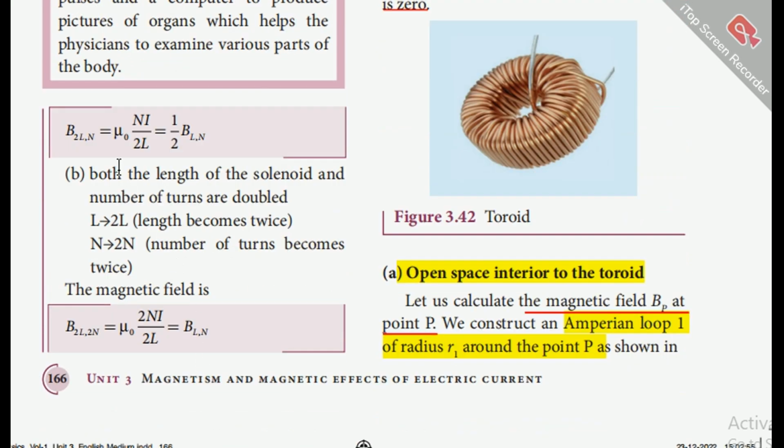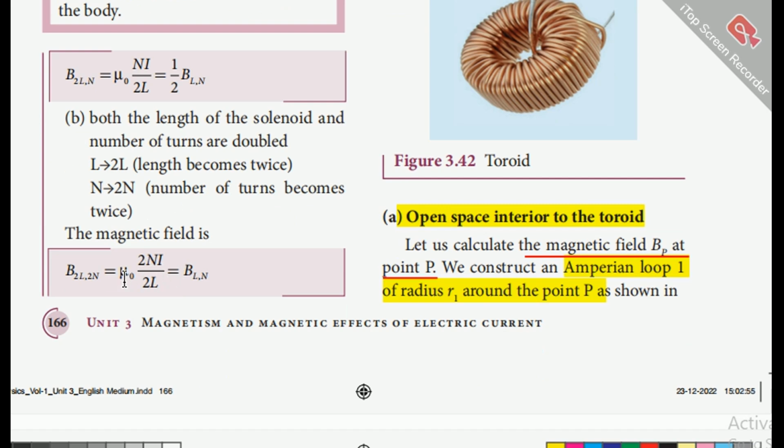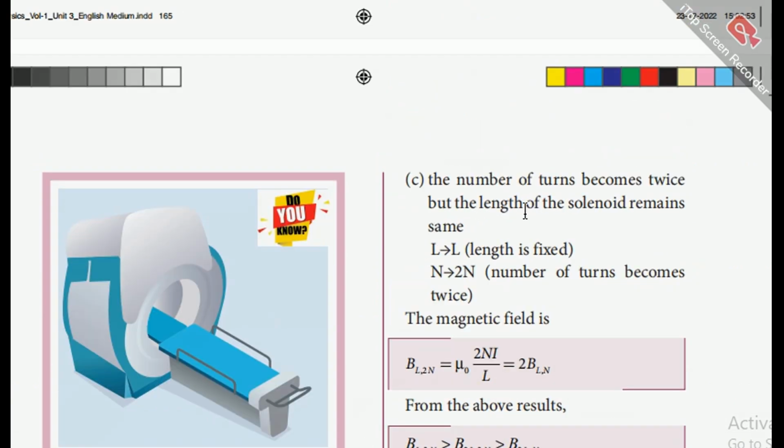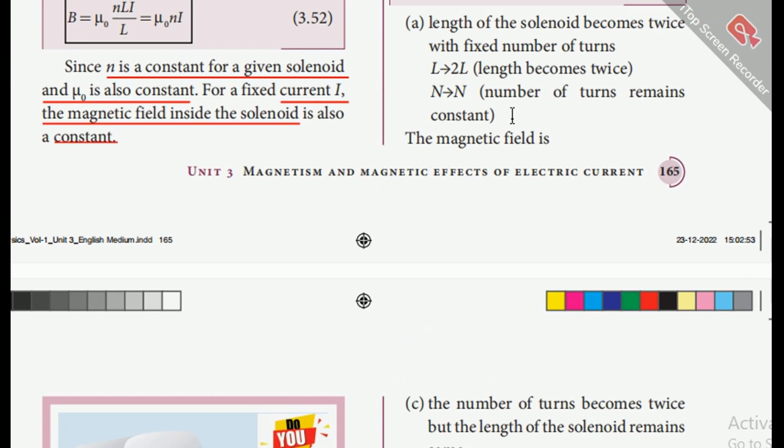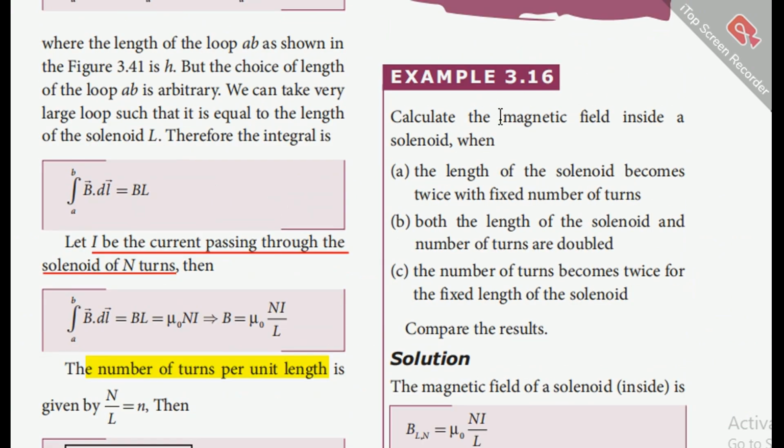So here B in the case of 2L is equal to mu naught N I by 2L, that's equal to half B. When the length of the solenoid and the number of turns are doubled, you will have this equation, B for 2L and 2N equal to mu naught 2N I by 2L, equal to B. Then the number of turns becomes twice, but the length of the solenoid remains the same in this case. So here we have these conditions. First condition A, in this example, it is given. All three conditions are discussed to calculate the magnetic field inside the solenoid.